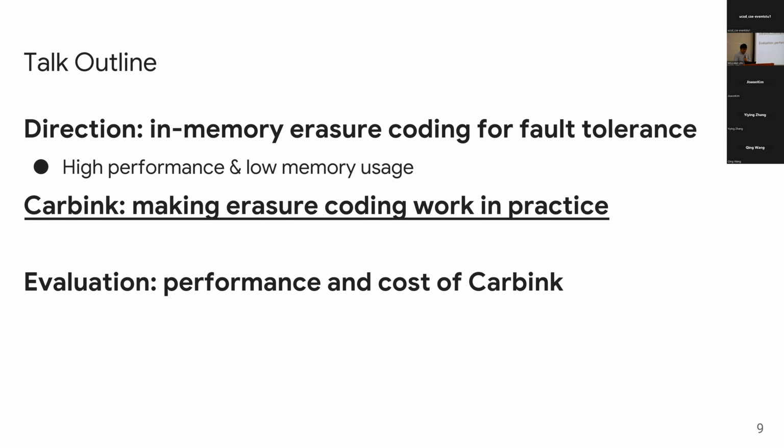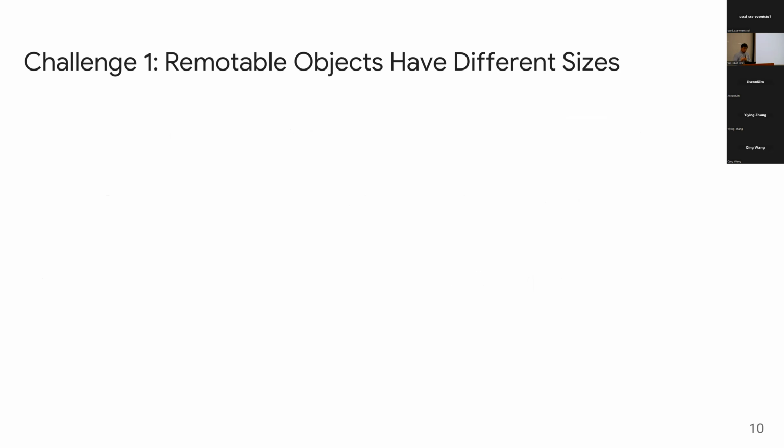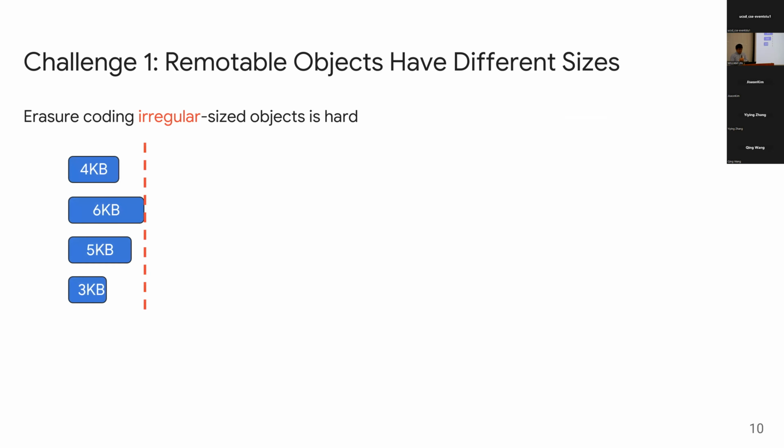The first challenge is about how to handle removable objects that have different sizes. Recall that in AIFM, like a file memory system, the application data is abstracted into removable objects, just like heap objects. Depending on the application needs, these objects normally have different sizes. However, erasure coding on irregular size objects is hard. The reason is that it normally requires equal size chunks to generate parity chunks. You may do padding to align these objects, but this would waste memory.